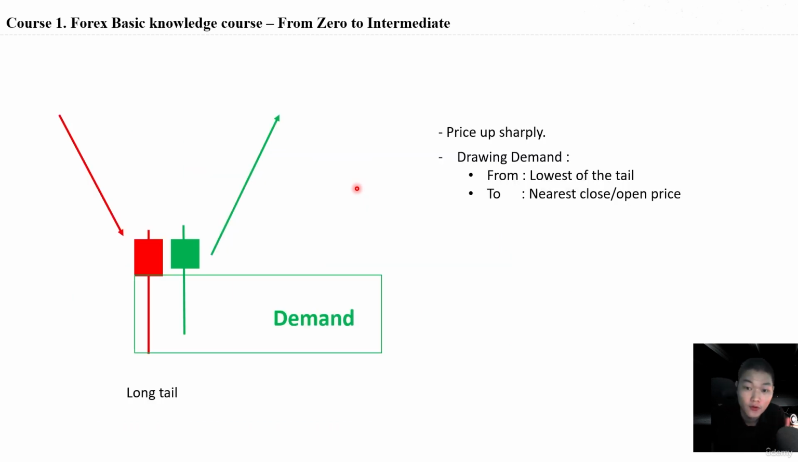And the next one is for the demand. From the left side to the right side, it is quite the same as the supply zone, but this time you need to see the price go up sharply after the bean bar candle, after the long tail. To draw the demand, we draw from the lowest of the tail to the nearest close or open price. Whichever one is nearer, you connect from the lowest of the tail to that one. And that is the theory for the long tail in the demand case.